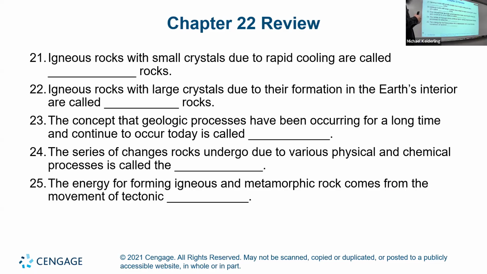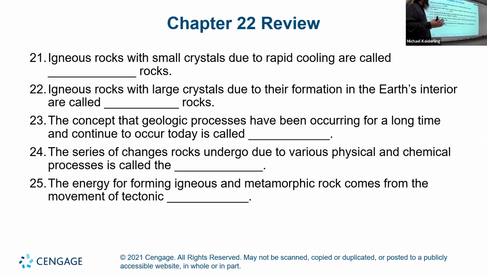Igneous rocks with small crystals due to rapid cooling are called extrusive igneous rocks. Igneous rocks with large crystals due to their formation in the interior are called intrusive rocks. Exterior rocks and interior rocks. Extrusive, intrusive. The concept that geologic processes have been occurring for a long time and continue to occur today is called uniformitarianism, which is hard to pronounce.